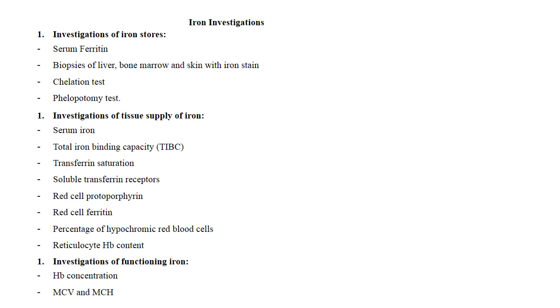As for the third form of iron assessment, which is the assessment of functional iron, the functional iron is the actually used iron, which is mainly used as hemoglobin. It is easy to measure the hemoglobin concentration and the MCV and MCH of RBCs.